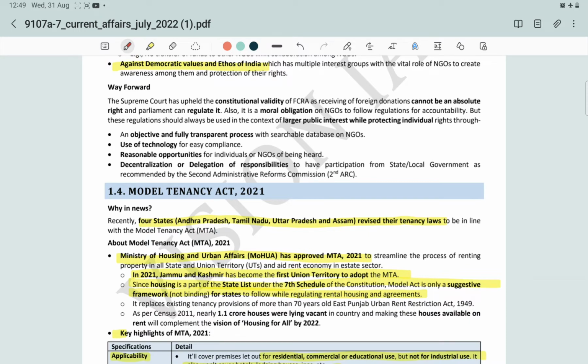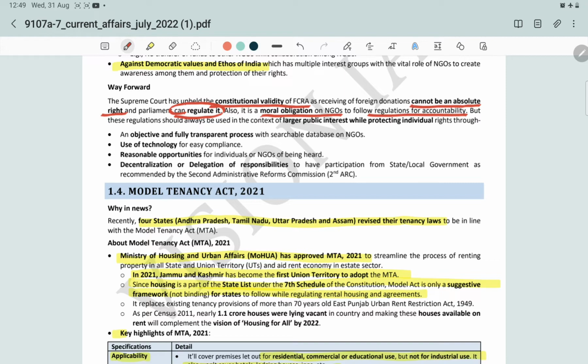And the Supreme Court has upheld the constitutional validity of FCRA, as receiving foreign donation cannot be an absolute right. So it cannot be an absolute right, and the Parliament can regulate it, but it is also a moral obligation on NGOs to follow regulations for accountability purposes.